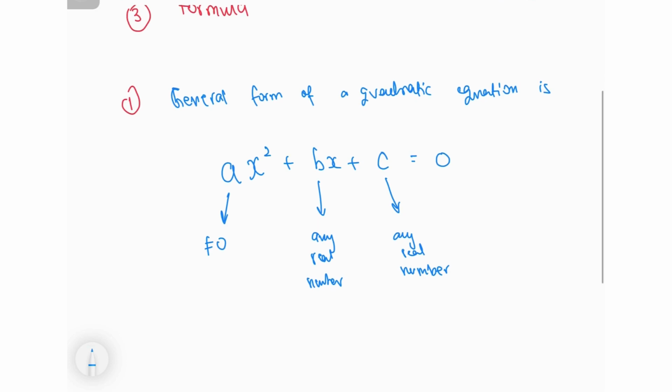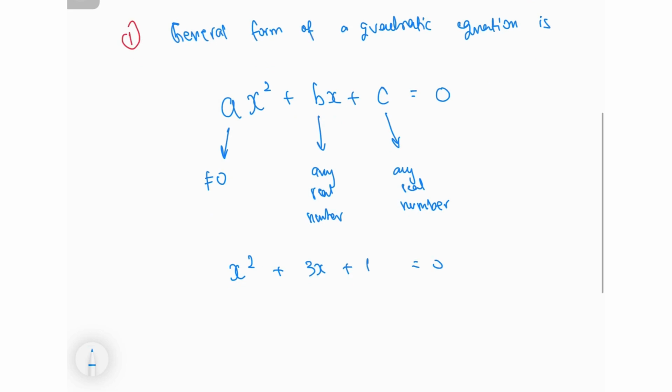So that is a quadratic equation, and we can immediately give some examples, like x squared plus 3x plus 1 equals 0. Remember, whenever you have x squared alone or x alone, that means that the coefficient is 1. So in this case, a equals 1, b equals 3, and c equals 1. That's always important to identify the coefficients.